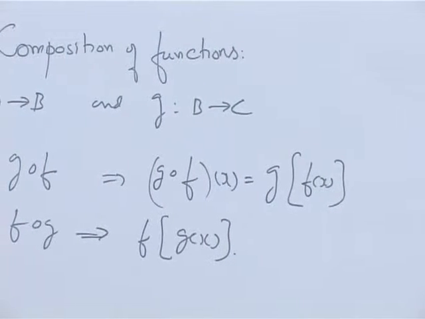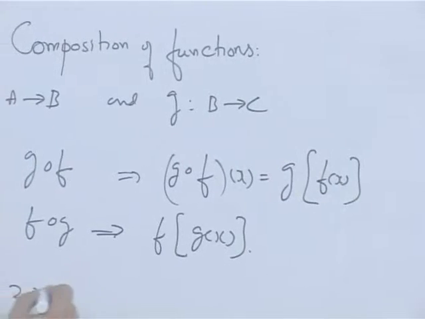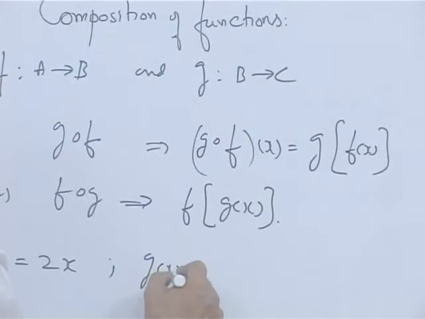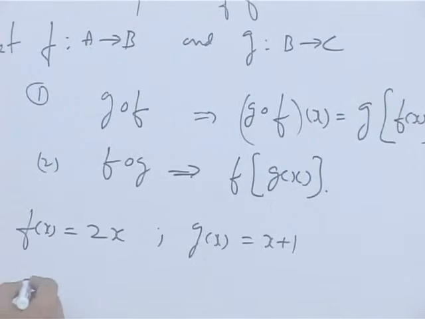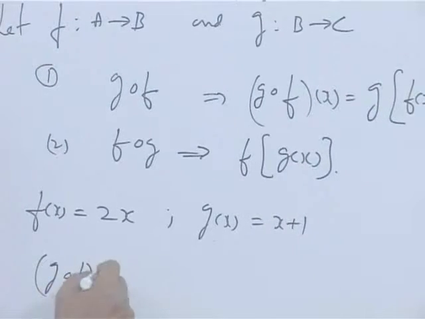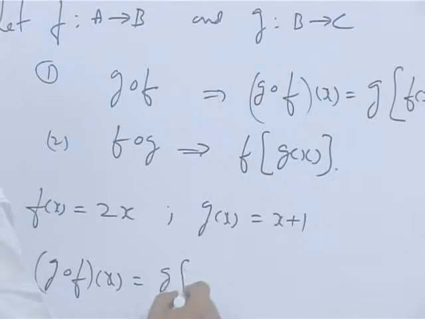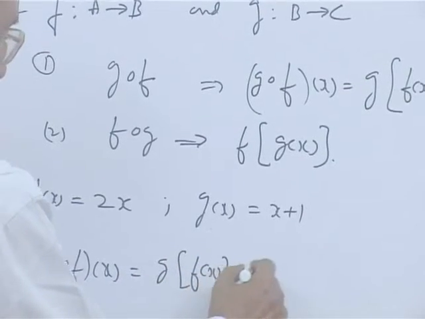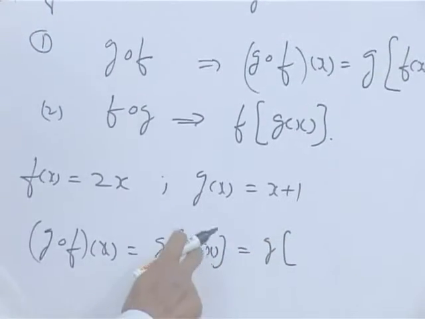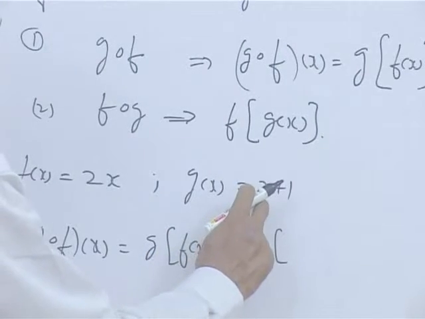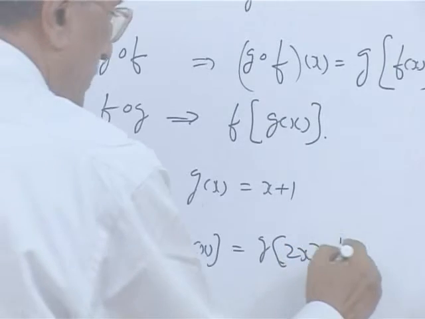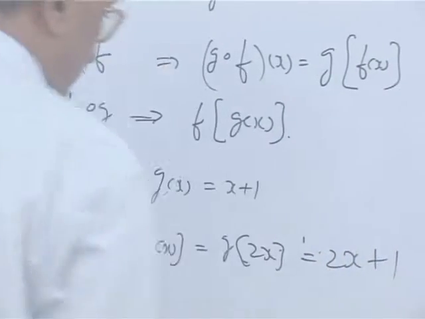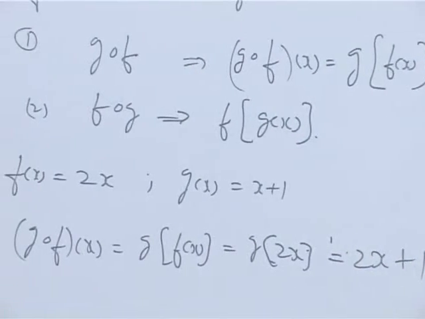For example, let's take f of x equal to 2x and g of x equal to x plus 1. I would like to find out g∘f of x. It is g of f of x, that is g of 2x; in the place of x belonging to g of x, you replace 2x, that is equal to 2x plus 1. That is g∘f of x.